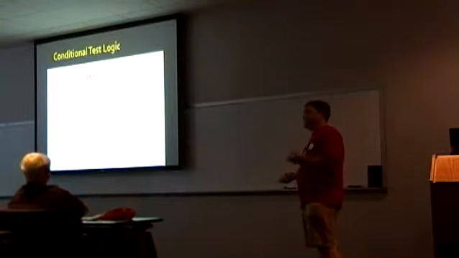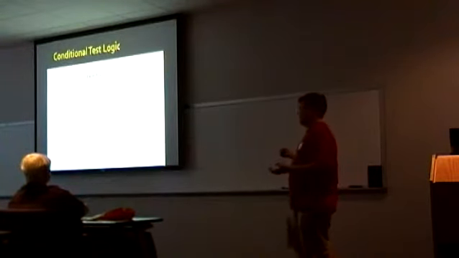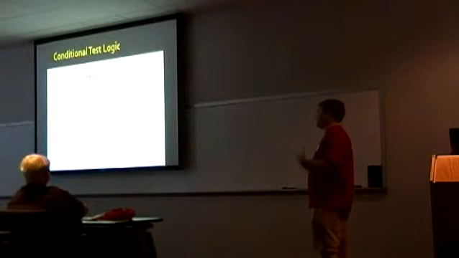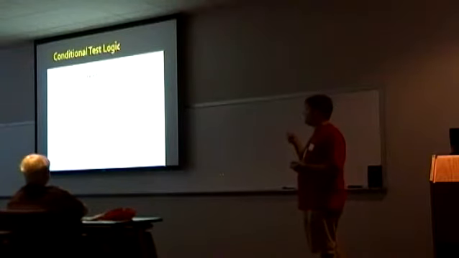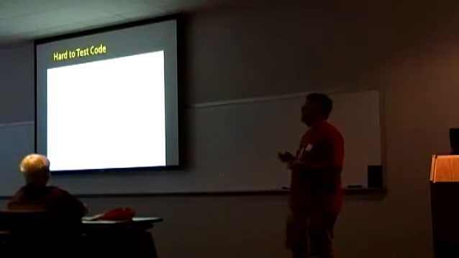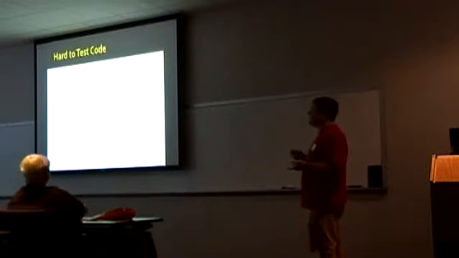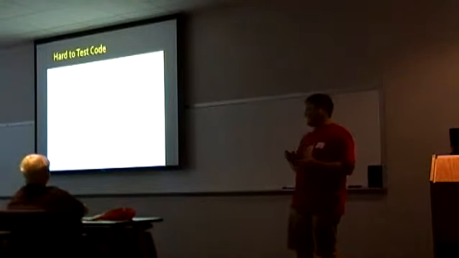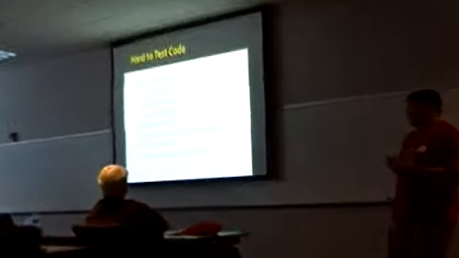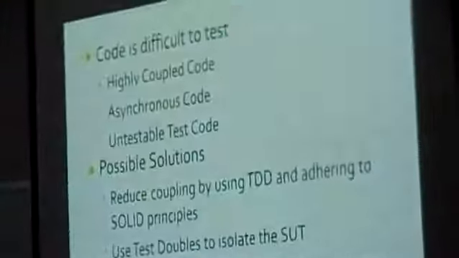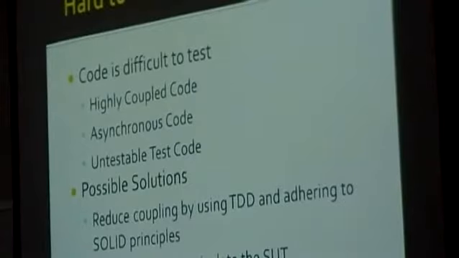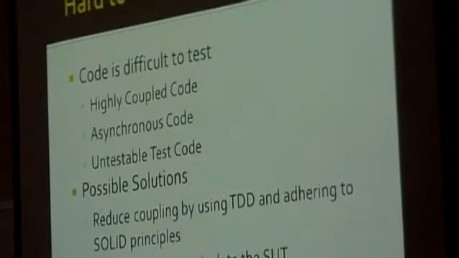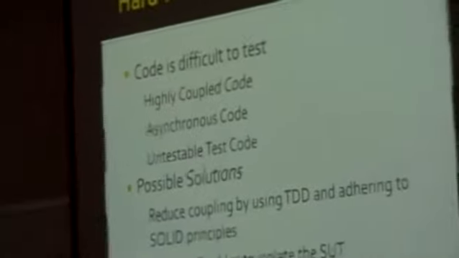And in Ruby and RSpec, those are custom matchers. NUnit itself in C# includes a set of collection asserts. They're very helpful for this. Hard to test code. Code is hard to test if it's highly coupled, if it's asynchronous code, or if it's just plain untestable code. What you want to do is reduce that coupling by using TDD and adhering to those SOLID principles.